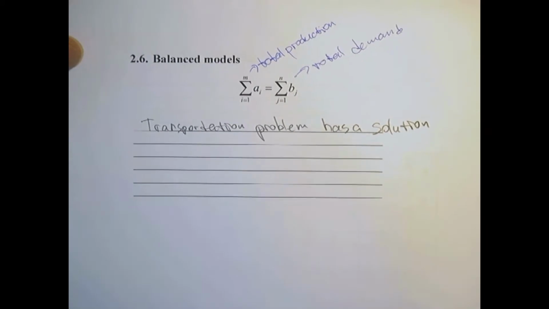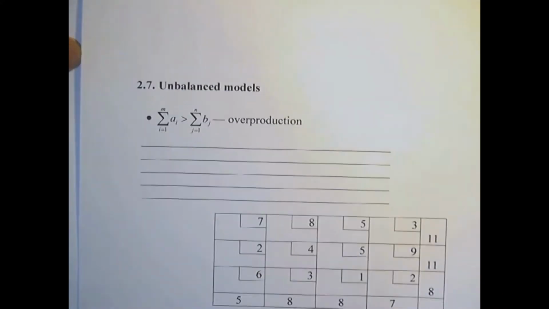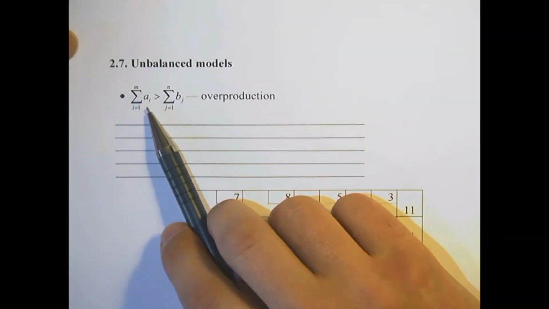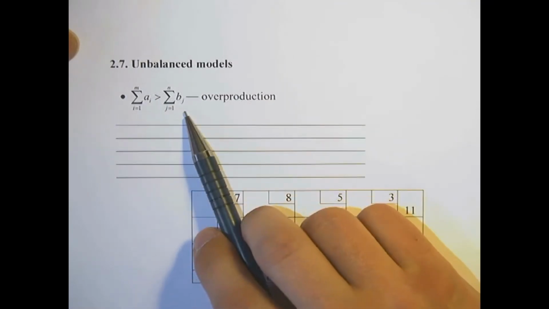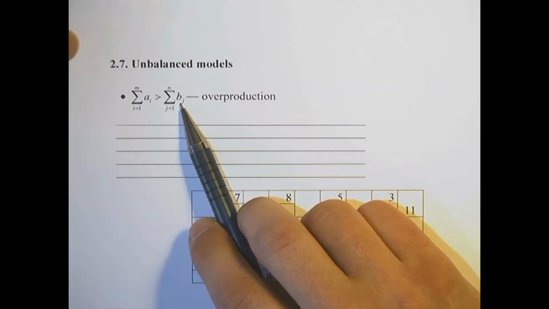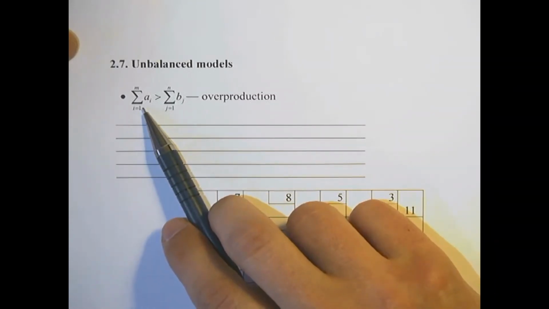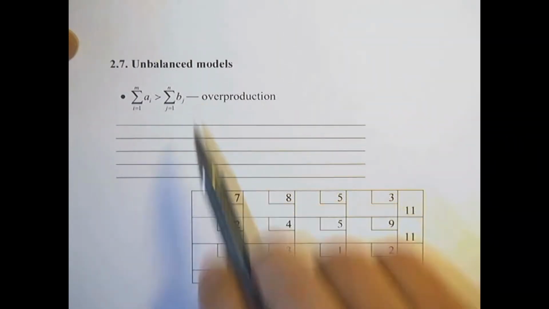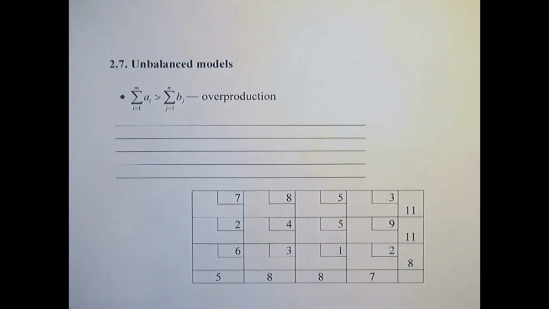When we consider unbalanced models, the first case is: the sum of a smalls of productions is bigger than the total demand. The right-hand side is the demand and the left-hand side is the production, and our production exceeds the total demand. So this is the case of overproduction. What should we do in this case?